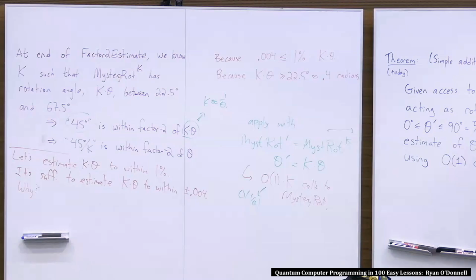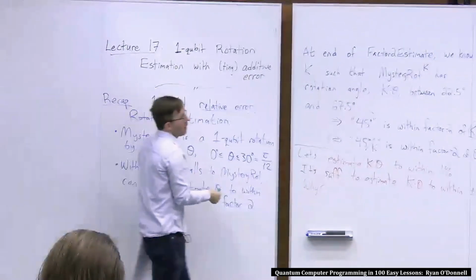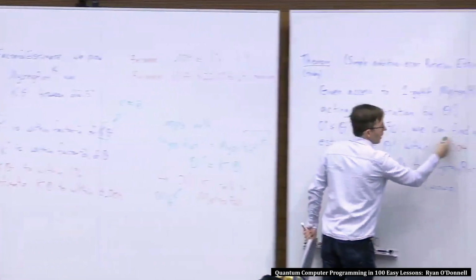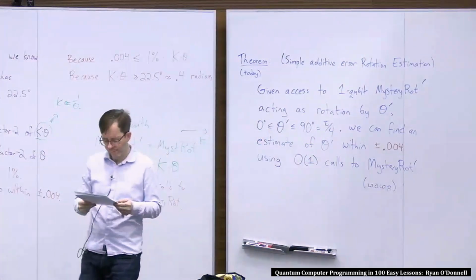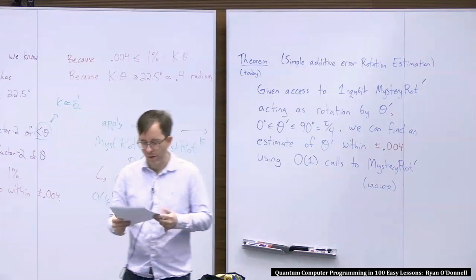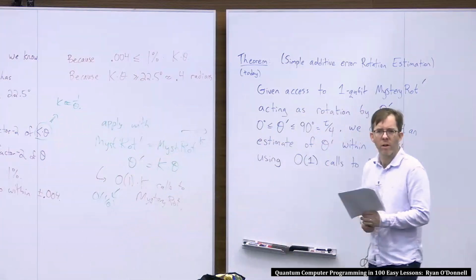Okay, so this is a little dipsy doodle to convert this task of estimating theta to within 1% to estimating this big angle k theta to this fixed constant additive error. Okay, any questions about this?